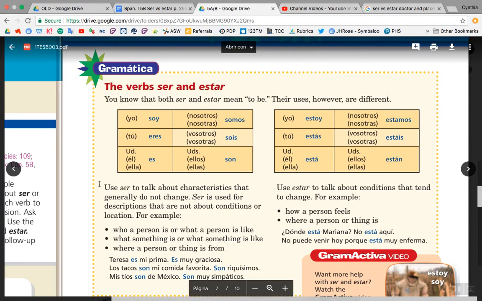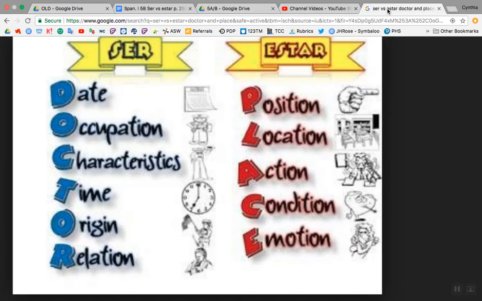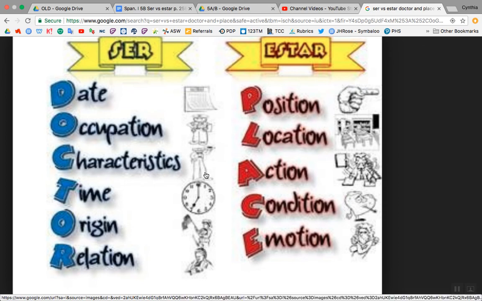Let's take a look at the book. We covered everything here. The big thing here is to remember the uses, and that's what we're going to be covering from here on out. The different uses of ser and estar. So if you're talking about what someone's like versus what someone's feeling like that day, or a relationship versus how you're feeling, whatever the case is. Okay? Ser versus estar, DOCTOR versus PLACE, permanent versus temporary. Buena suerte.